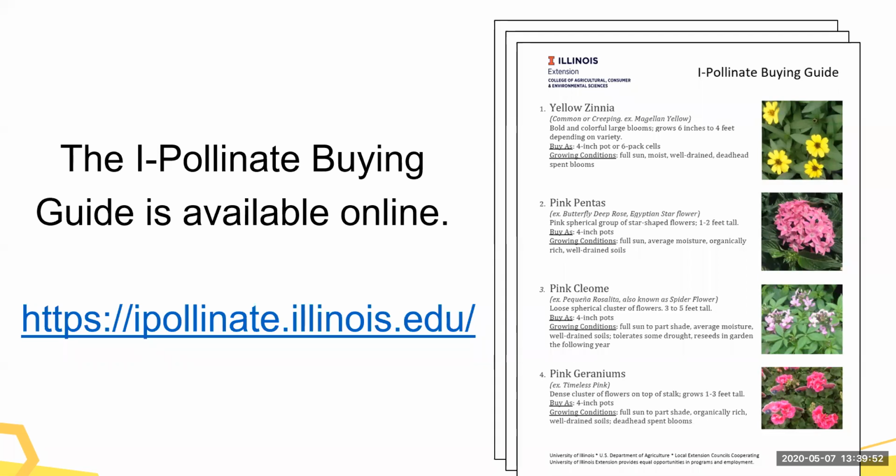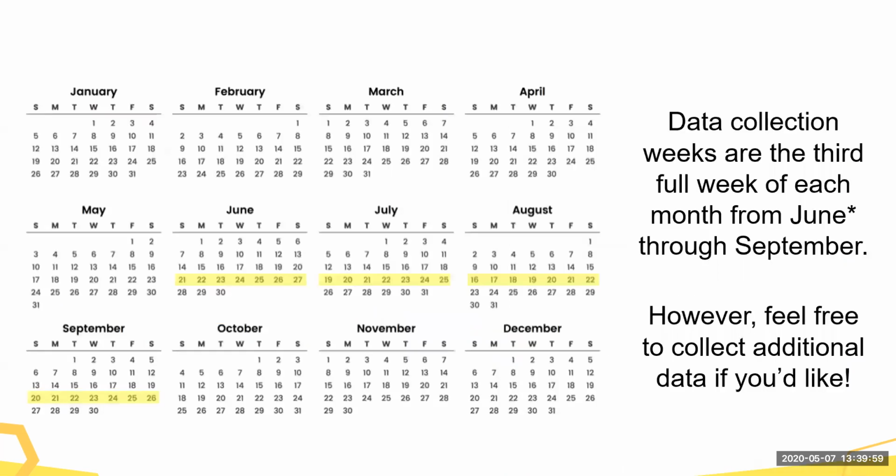Okay, so now we've got our garden designed, we've got it planted, it's established. The next thing we want to do is start collecting our data. Data collection weeks are the 3rd full week of each month from June through September. Now, in the current climate of the world, considering the virus that's going around, we are not encouraging you necessarily to establish your garden, to plant your garden in June, simply because we can't encourage you to go purchase these plants from the public. So, little asterisk there by June. If you've already established your garden, that's wonderful. We will absolutely collect those data.